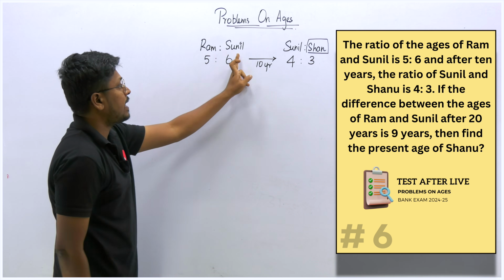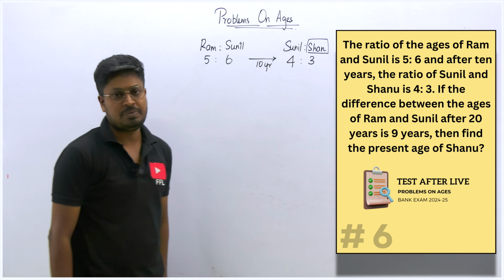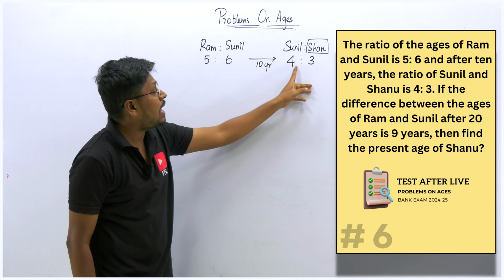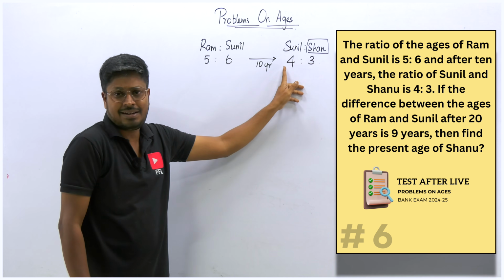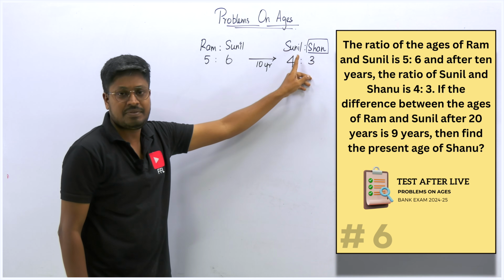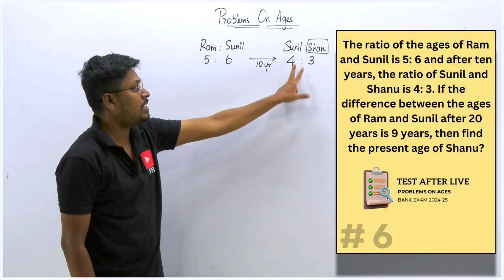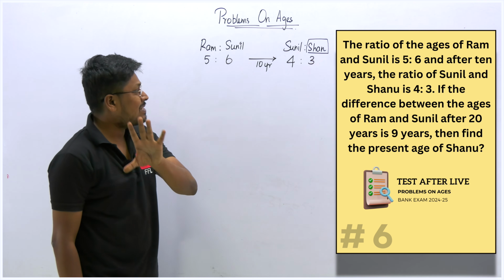One is Ram, second is Sunil, and the third person is Shannu. So in order to find the age of Shannu, first we have to know the age of Sunil, right? Only if you know the age of Sunil can we find the age of Shannu, because both persons' ratio has been given.